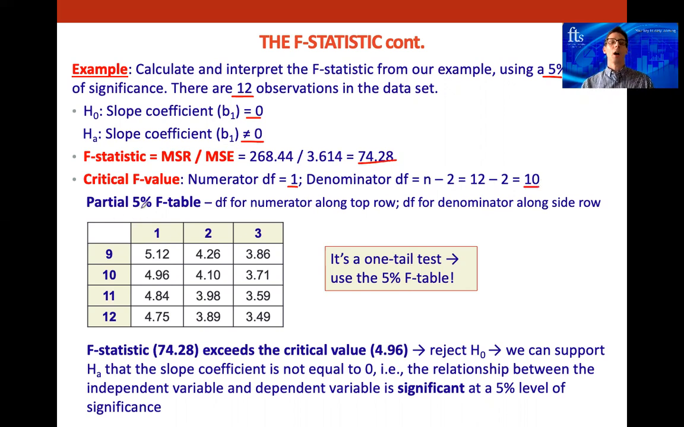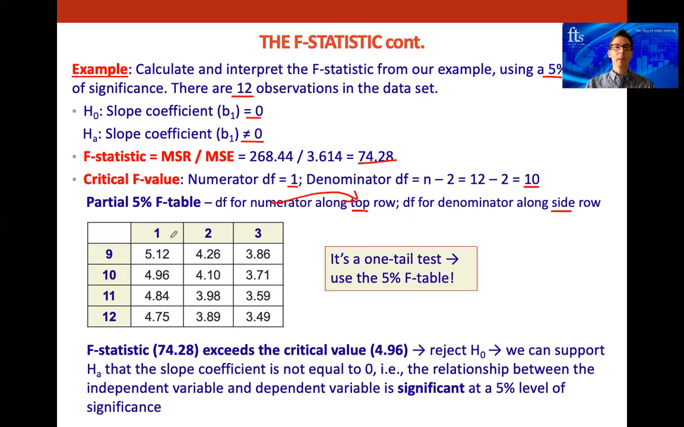Now on the exam, they can give us the whole F table, or maybe just a partial F table like this over here. The degrees of freedom for the numerator we find along the top row. That is easy to remember for the exam, because numerator is always the top row. And the degrees of freedom for the denominator is going to be along the side row.